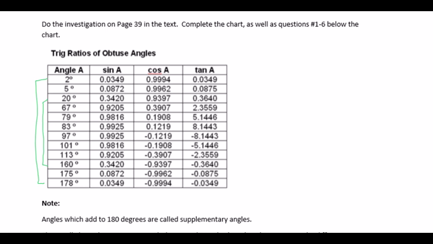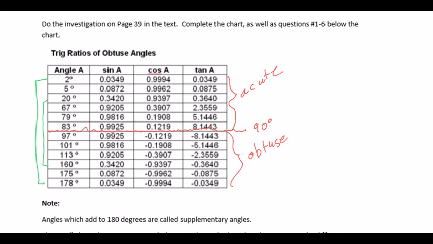Now, let's go and identify the acute angles. These angles here are acute. These angles here are obtuse because these angles are greater than 90. And in between here, exactly halfway, there is a dividing line of 90 degrees.